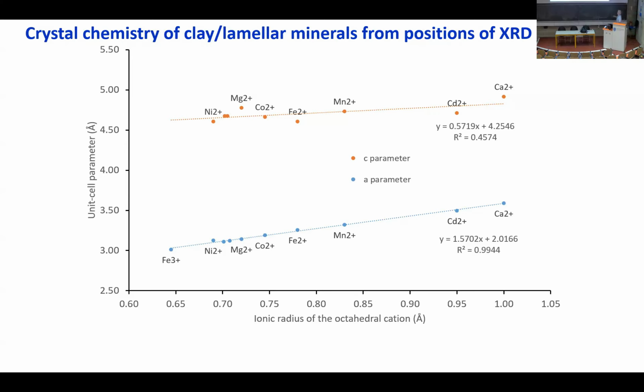So here you may see that this is valid for the A parameter, which is the in-plane parameter that gives the size of the unit cell within the layer plane. But if you are looking at the C parameter perpendicular to the unit plane, or C star, the regression is poor, to say the least.